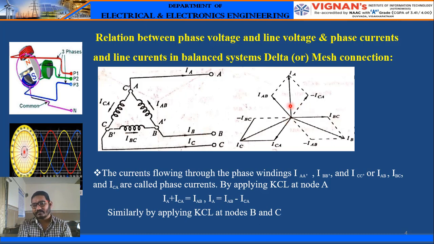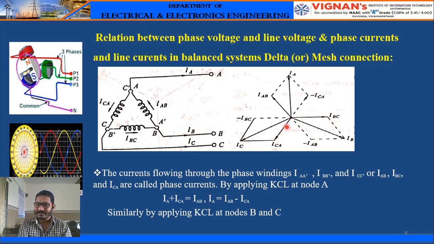See, this is IAB. After 120 degrees, this is IBC. After 120 degrees, ICA. So if you consider IAB as the reference, IBC will come after 120 degrees, and ICA will come after another 120 degrees. Now ICA is this one.